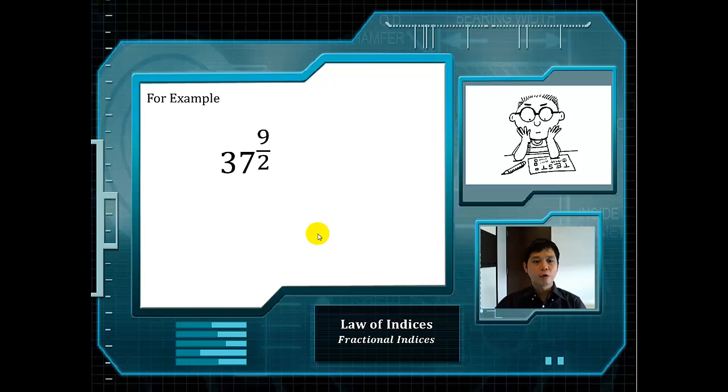We will now look at one more example of 37 to the power of 9 over 2. Which number should be in this box? Yes, it should be 37. And which number should be in this box? Is it 9 or 2? Yes, it is 9. Finally, which number should be here? Do you say 2? For square root, we will actually just leave this part of the surd empty.